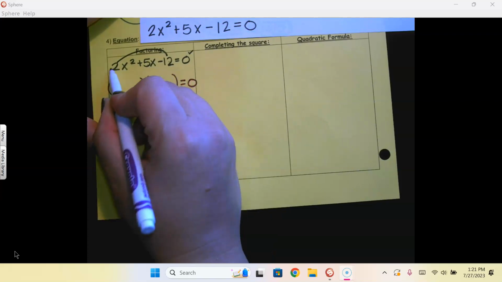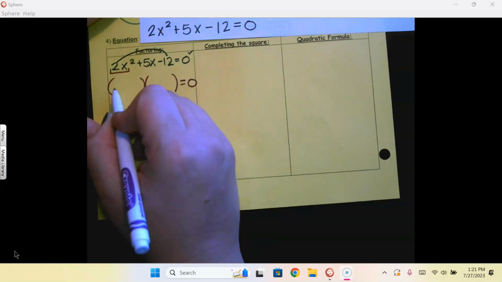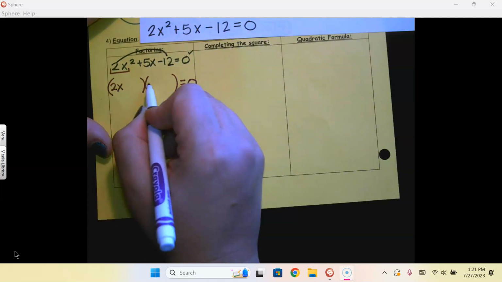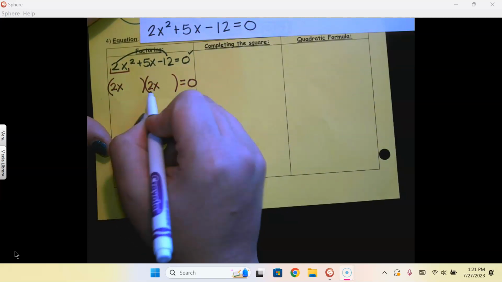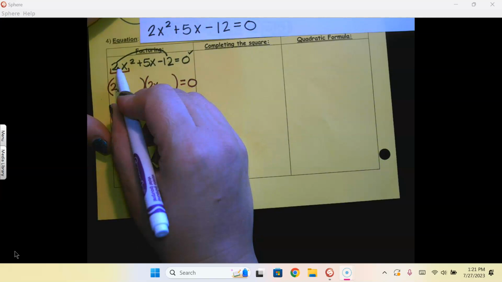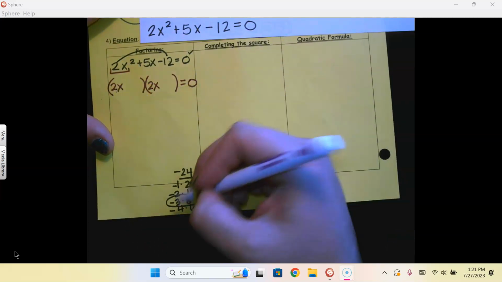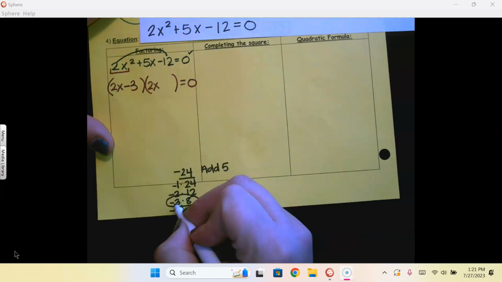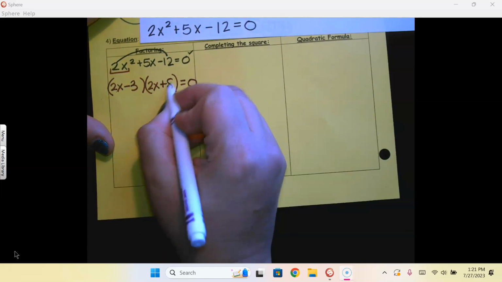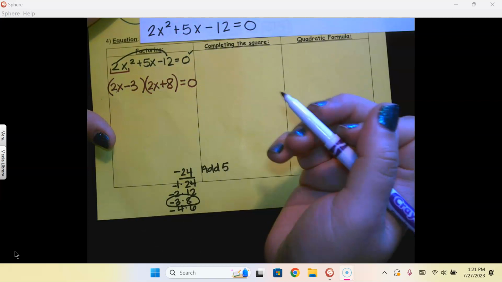And then you're going to take this 2 and this x right here, and you're going to put a 2x here and a 2x here. Now again, keep in mind, 2x times 2x is 4x squared. So we're going to have to take something out here in a second. Then we're going to put our negative 3 that we found here and our 8. It doesn't matter as long as the 8's the positive one.